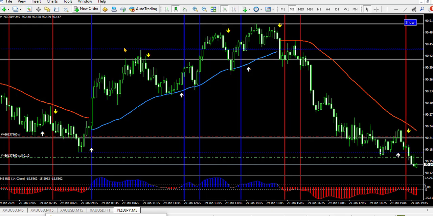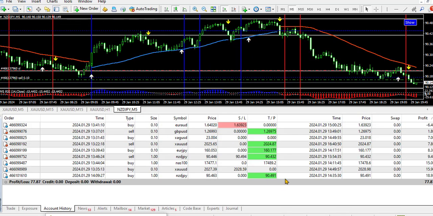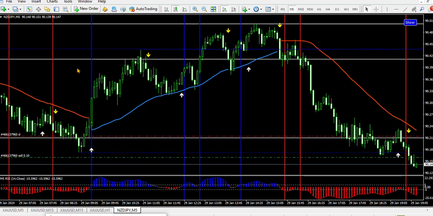Now let me show you my profit for today using this particular strategy, and these are the profit for today. I pick a couple of trades, and these are the result. I have one single loss, and this is 77.87 US dollar. This is how to use this particular strategy, and you can use it on any forex brokers. So I believe with this also you can trade profitably.